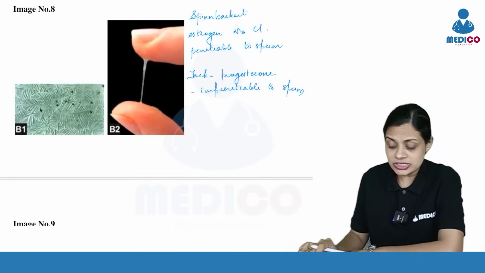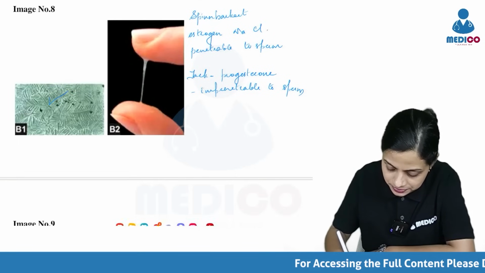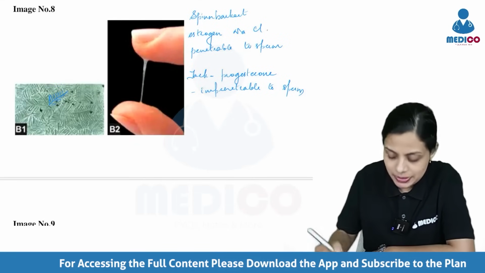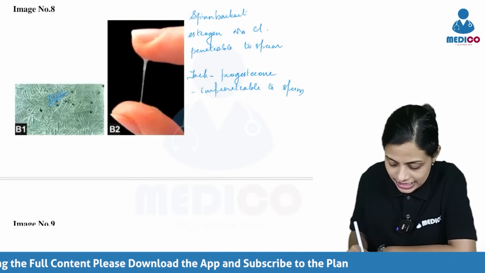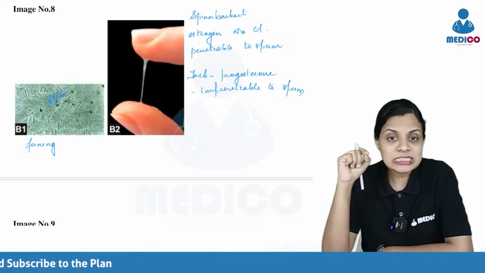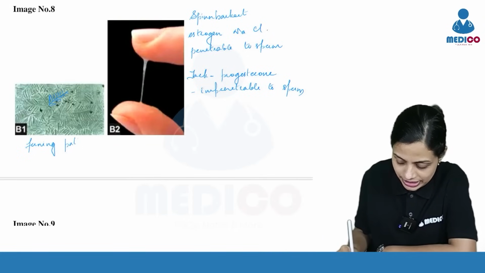Here, what is this that you see? This is the ferning pattern. See, it is like a fern. This is the ferning pattern that you can see on saline microscopy if you keep this mucus, that is the spinnbarkeit, observed in a saline microscopy shows a ferning pattern.